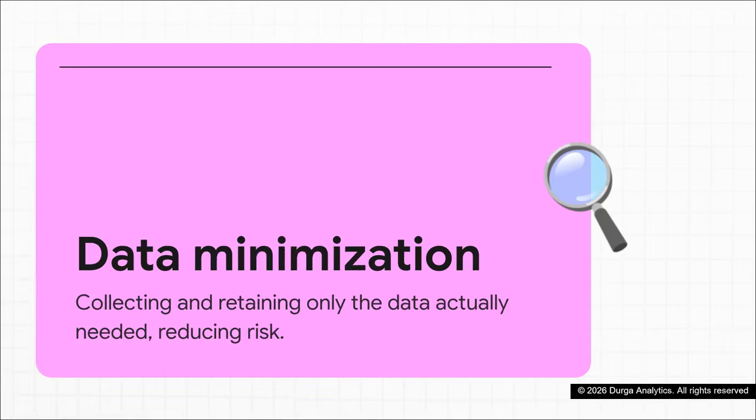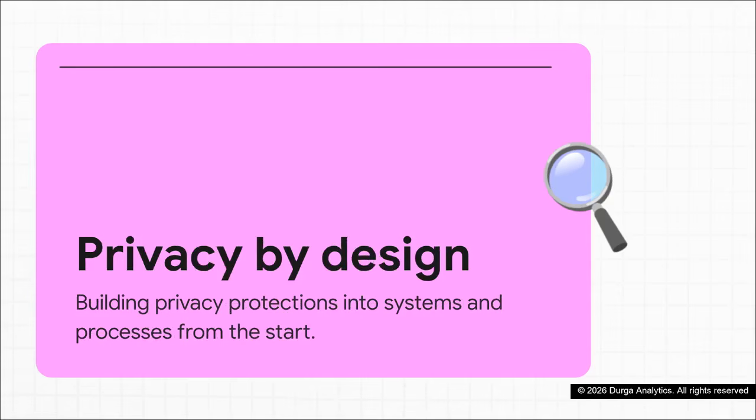Next up is data minimization. Look, this just means collecting and keeping only the data you actually need. It drastically reduces your risk profile. We don't want to hoard toxic data assets that are just going to increase our blast radius during a breach, right? Then we have privacy by design.